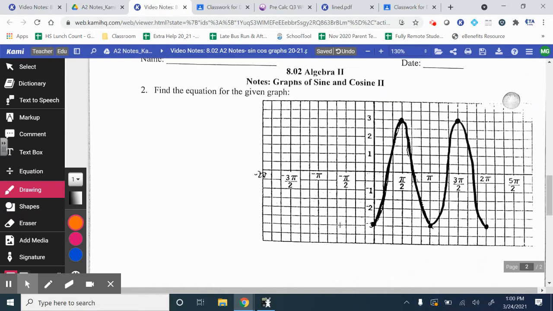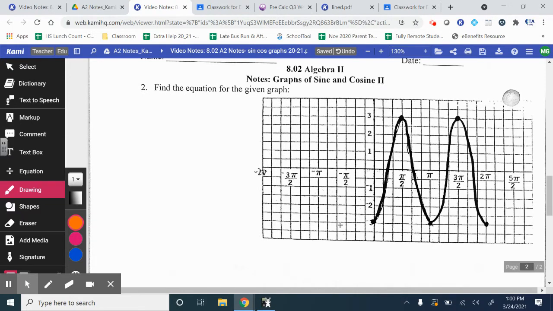Let's try another one. All right, so first step, draw your line through the middle of the curve. So this is -3, this is +3. So my midline is going to go right at that x-axis again. Now let's look at where it starts. So we're looking at the y-axis. Does the graph start at the orange line, at the midline? No, it does not. It doesn't start till down here.